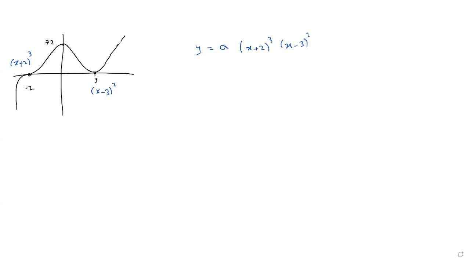I need to find a, so I need a good point. The good point is here: x is 0 and y is 72. Instead of y I put 72, and anywhere for x, I put 0. So 72 equals a times 0 plus 2 to the power of 3 times 0 minus 3 to the power of 2.